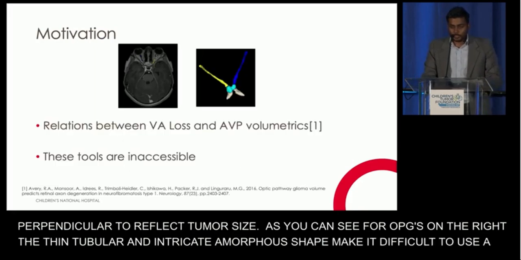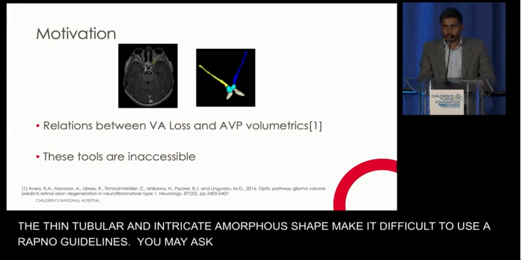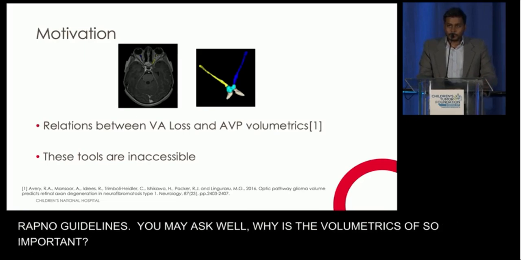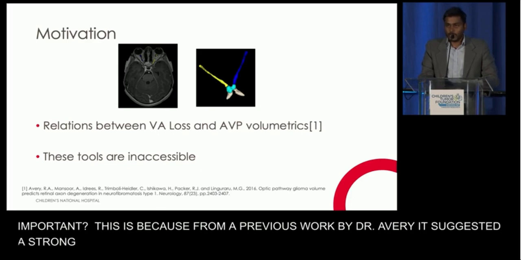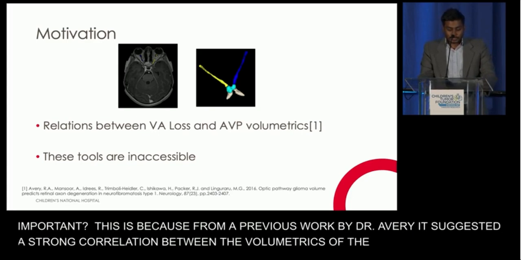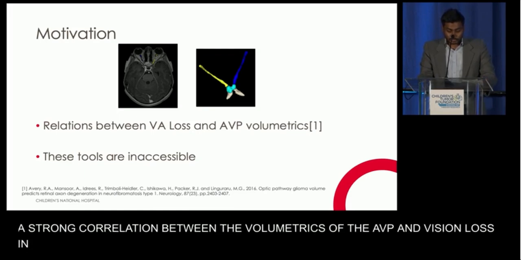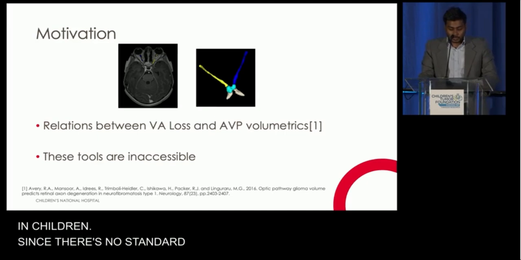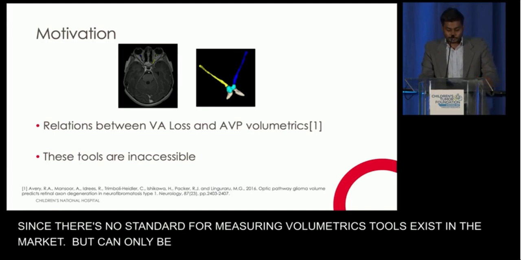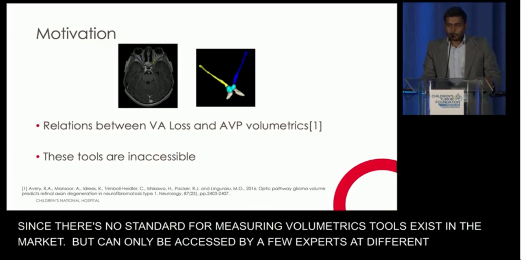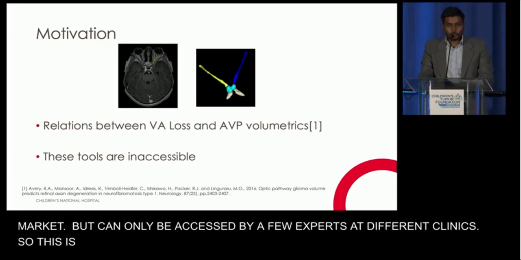You may ask, why is the volumetrics of the OPG so important? This is because previous work by Dr. Avery and his group suggests that there is a strong correlation between the volumetrics of the OPG and vision loss in children. Since there is no standard way of measuring volumetrics, quite a few such tools exist in the market, but can only be accessed by a few experts at different clinics. So this is not available to the community. If you wanted to use one, you wouldn't find one.